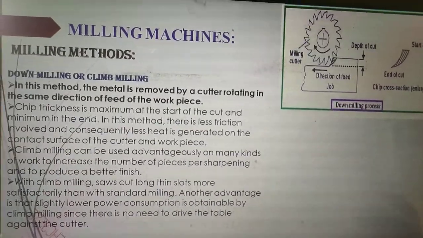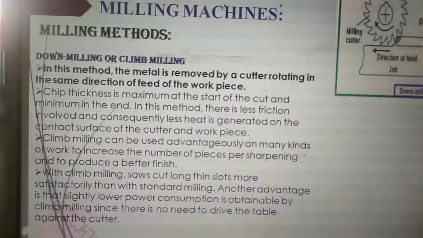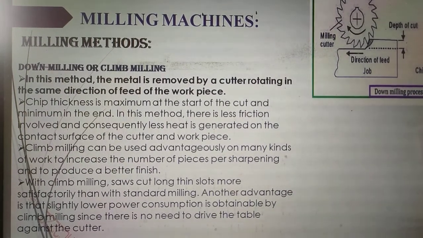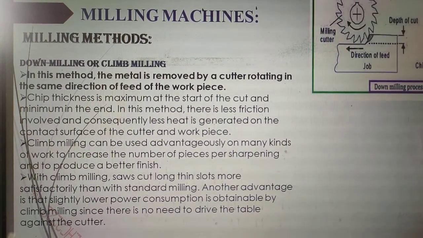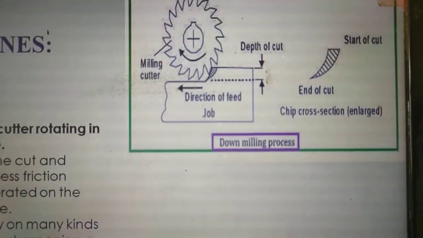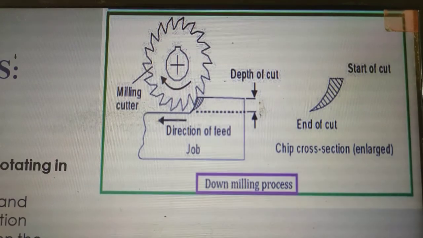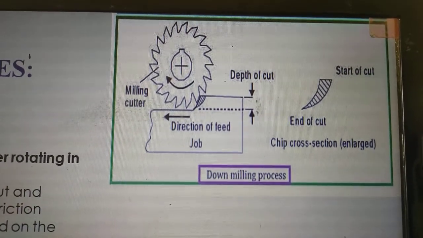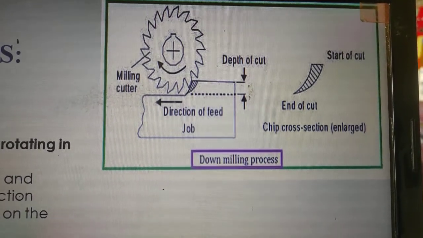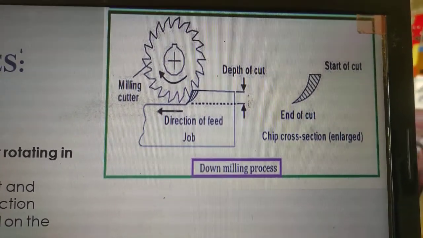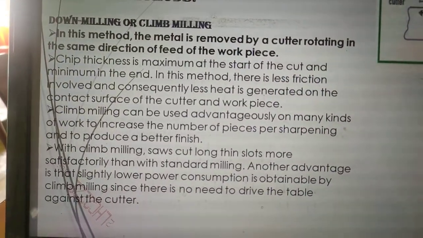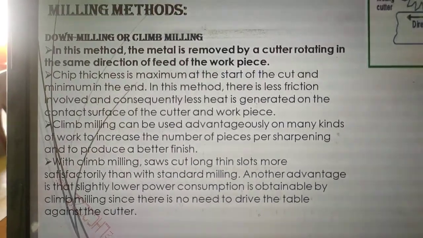Now we will discuss the down milling process. Coming to the down milling process, this is also called the climb milling process. In this operation, the metal is removed by a cutter rotating in the same direction as the feed of the workpiece. Both the cutter direction as well as the workpiece direction are in the same direction. Here, the chip thickness is maximum at the starting of the cut and minimum at the end of the cut. This operation is mainly used for getting a good surface finish.